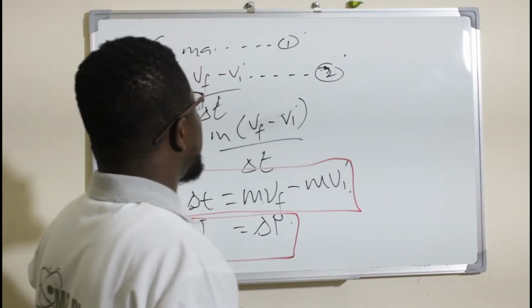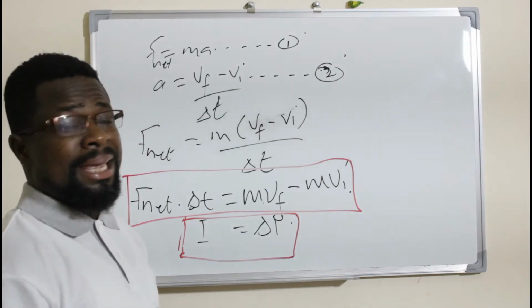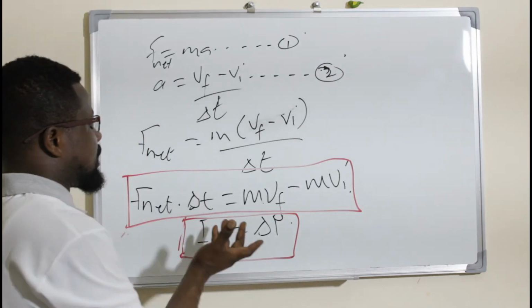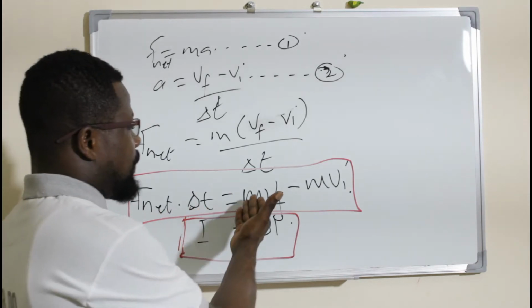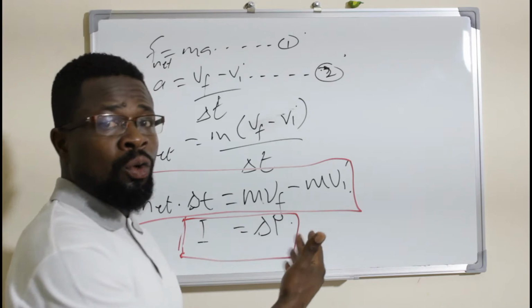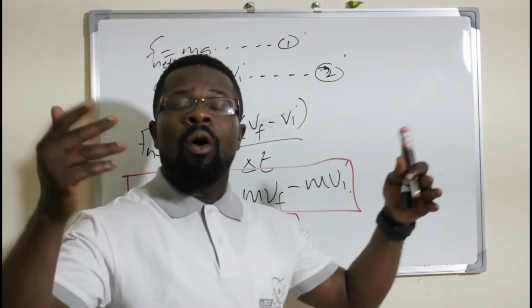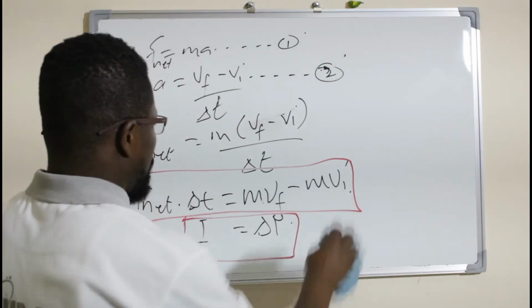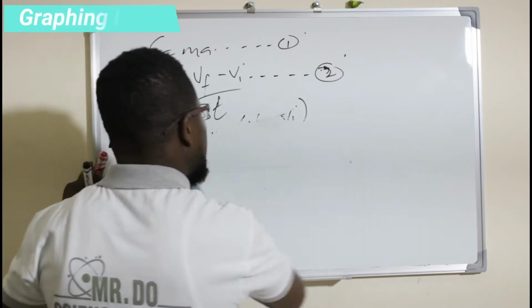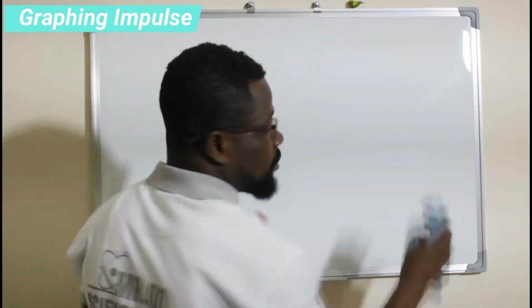Alright, so whenever we are given a question and we want to calculate the impulse, we can calculate it if we are given the force and then the time. If you are given velocity and mass, we can equally calculate the impulse. What about if we are given a graph? So let's see. Graphing impulse. We can also calculate the impulse under a force versus time graph.